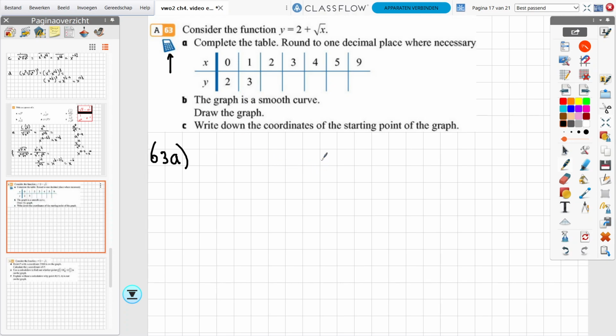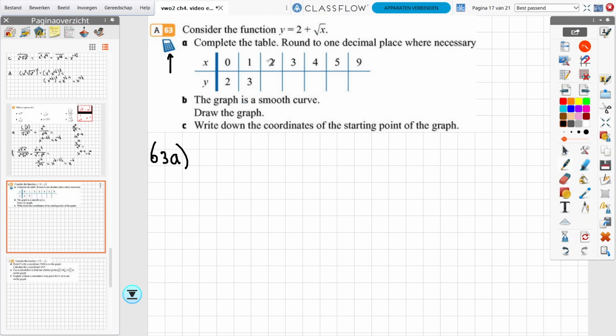because some of those roots will not give us nice answers. That's why they say round to one decimal place when necessary. If you fill in x is 0, you get y is 2 plus root 0. Root 0 is 0 because 0 times itself is 0. 2 plus 0 is 2. So when x is 0, y is 2. When x is 1, you get 2 plus root 1, which is 2 plus 1, which is 3.